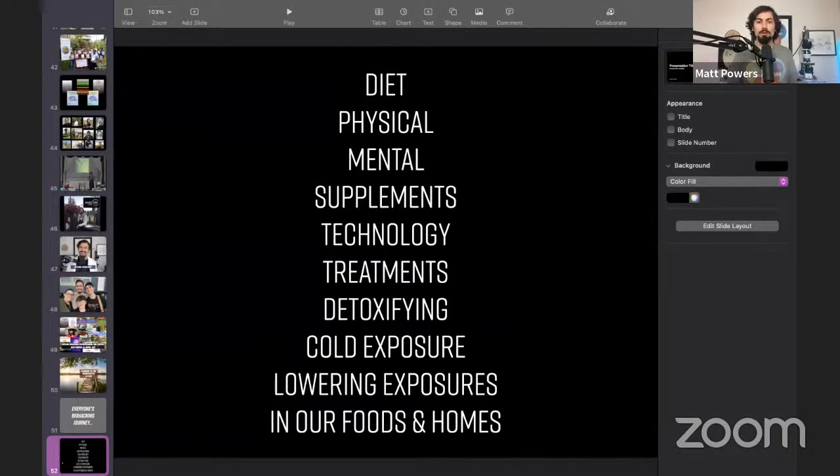Notice how these are all kind of focused inwardly, right? They're all physical, inward, and we alluded to the environment's effect before. And this is subtractive and additive in different ways, right? Lowering exposures in our foods and homes. I know it's last on the list. Why am I going to the bottom? But just bear with me.